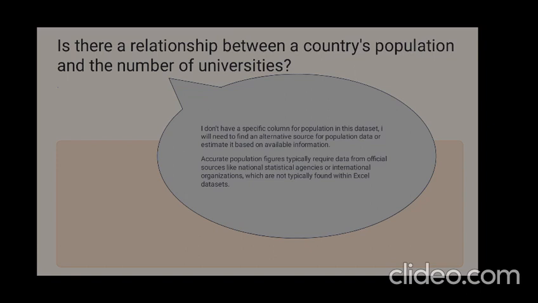I don't have a specific column for population in the dataset. I will need to find an alternative source for population data or estimate it based on available information. Accurate population figures typically require data from official sources like national statistical agencies or international organizations, which are not typically found within the Excel dataset.